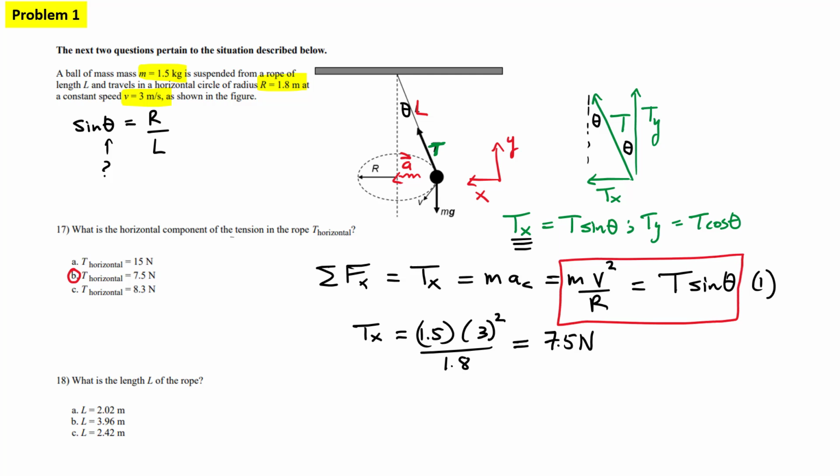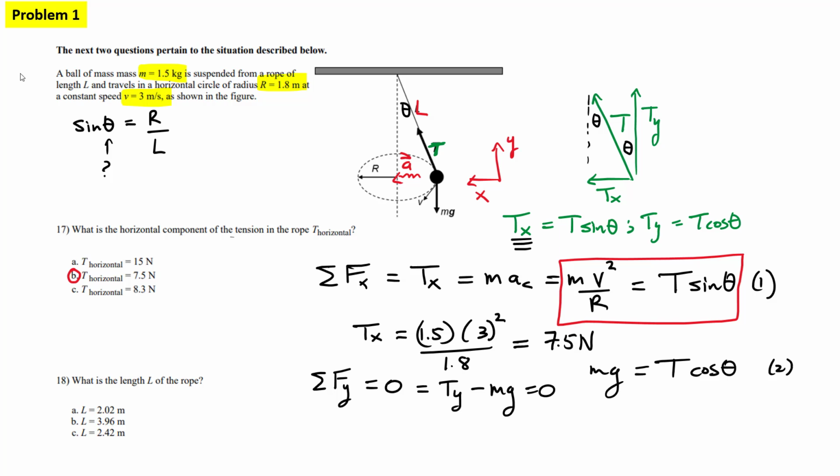Now my other equation that I'm going to need: I'm going to look at the forces here in the vertical direction. In the vertical direction, you should be able to convince yourself that the forces must sum to zero. There is no acceleration up and down. This object is simply going around in a circle. So that means that Ty minus mg must be equal to zero. Well, let me bring Ty to the other side. Ty by definition is T cosine of theta, and that must be equal to the weight of the object. This is what I'm going to call equation 2. Let me go ahead and box that equation up.